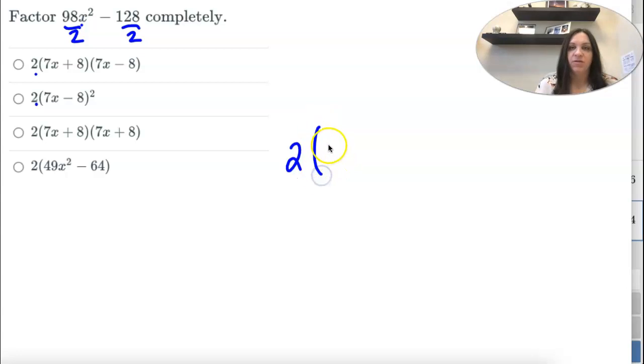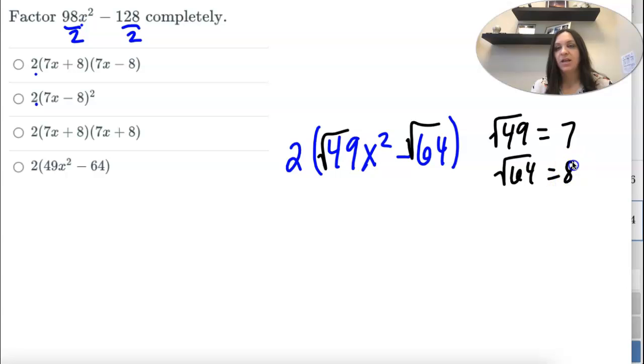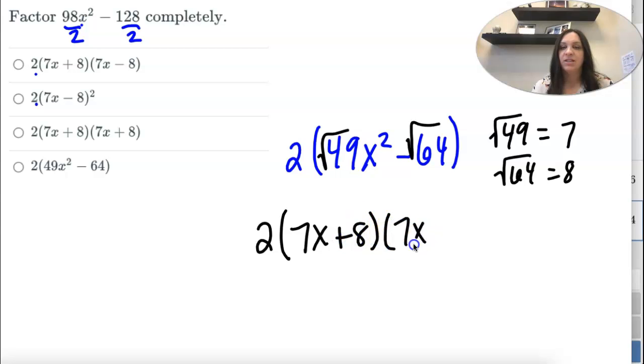And I'm left with 49x squared minus 64. So then you would take the square root. The square root of 49 is 7. The square root of 64 is 8. So, 7x plus 8, 7x minus 8. There you go. Those go pretty quick once you get the hang of it.